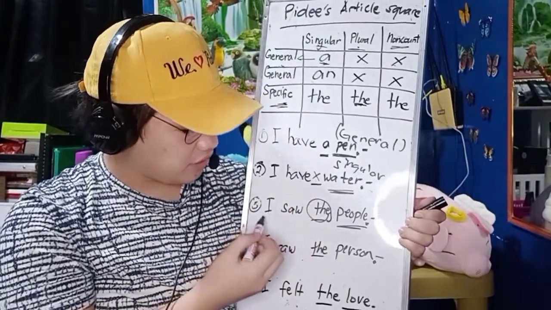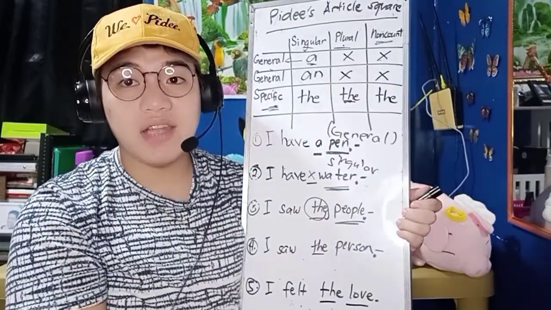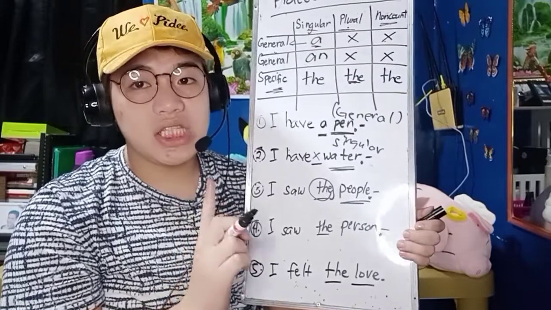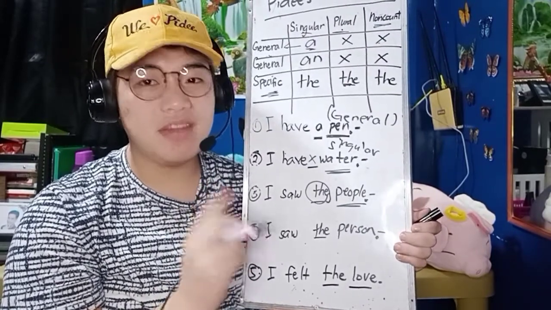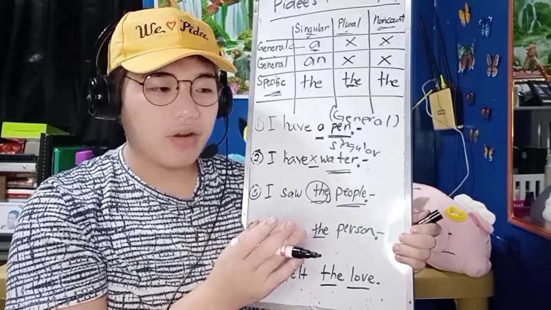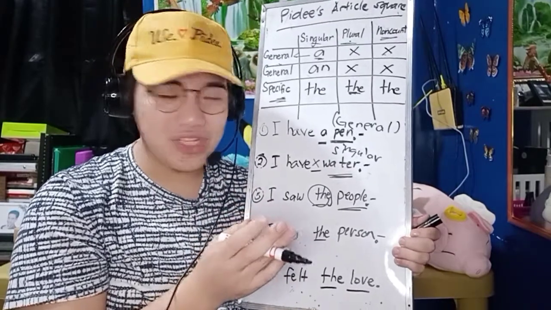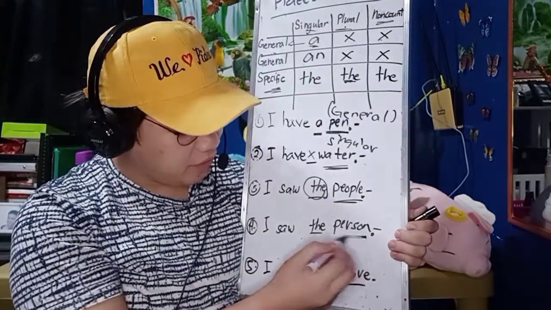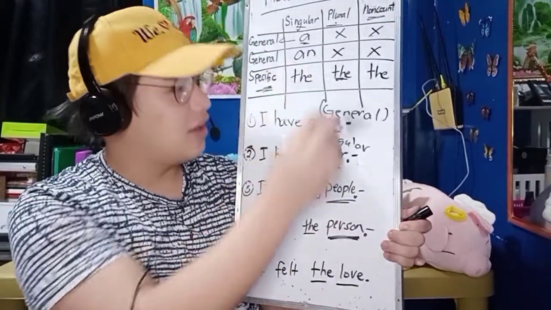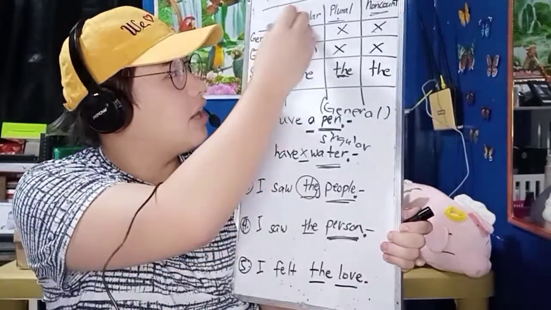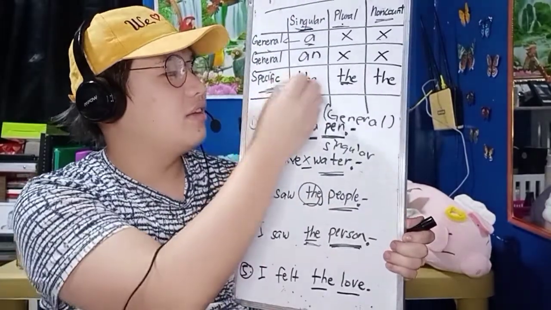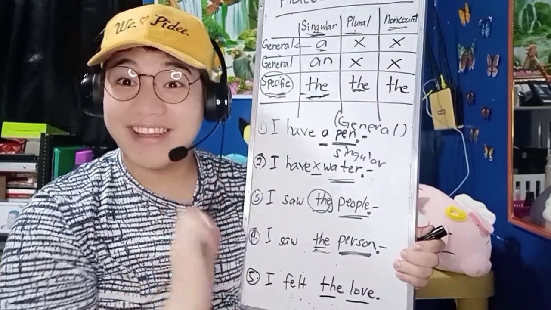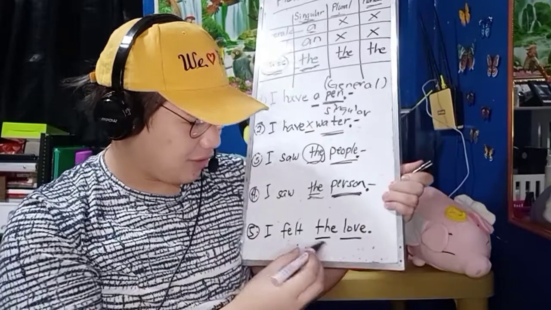This means to say that the people that we're talking about here are not general. They are maybe special people in your life, or people whom you know very much, maybe your family members, something like that. And then let's go here, person. Person is singular, right? And then we have here article the. So the meaning of the sentence is specific. Alright, so easy, right?